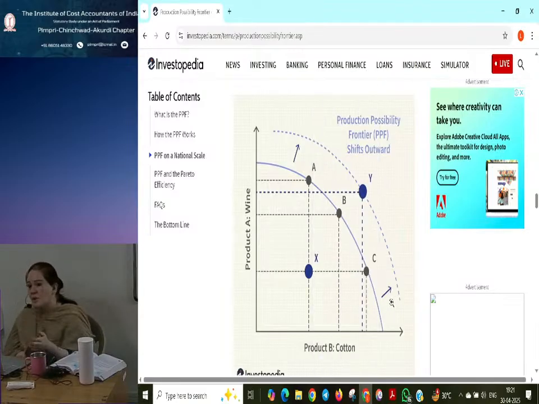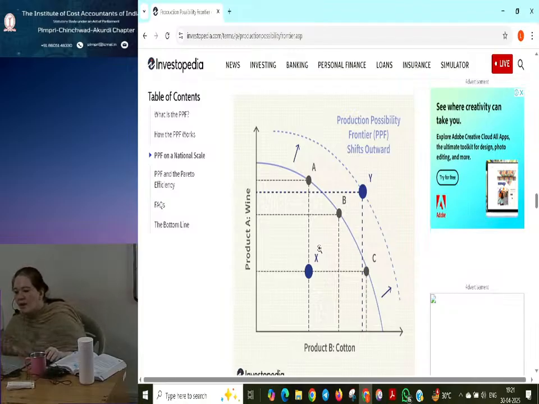So how do you actually choose? For example, if the market demand for wine is more than that of cotton, then you will obviously start producing more wine than cotton. Here, cotton production is less, whereas wine production is more. If you plot this in the graph, this forms a boundary. That boundary is called the frontier. These are all the different points of production possibilities of these two products.